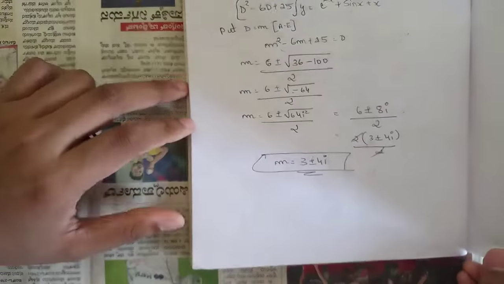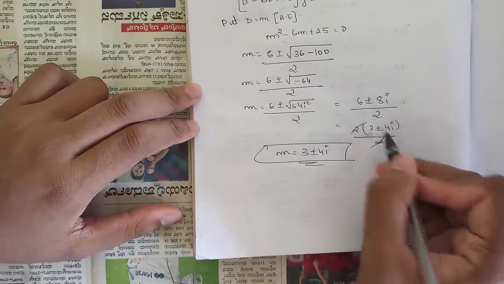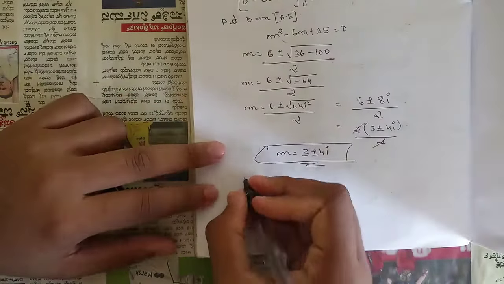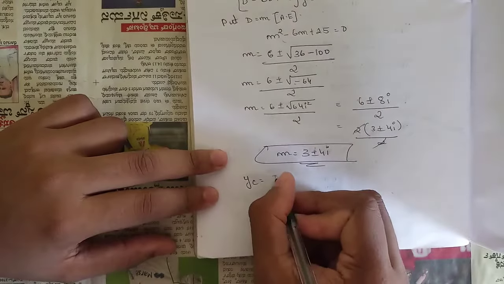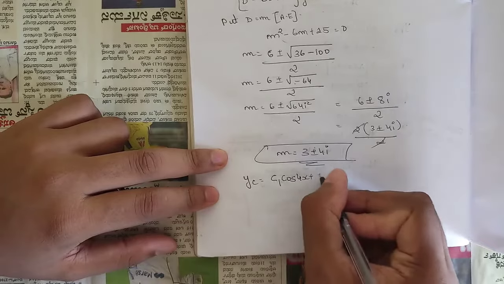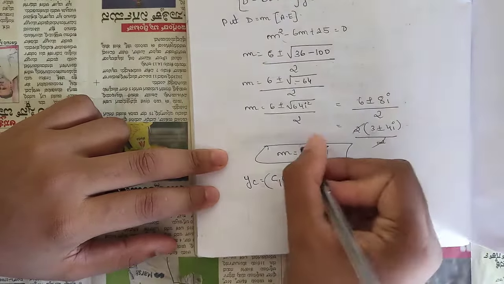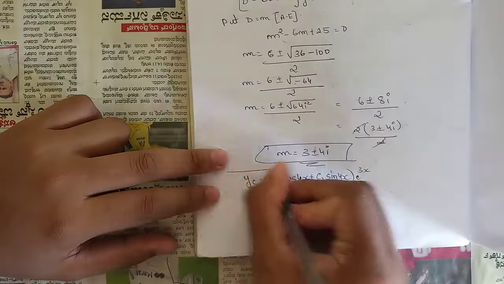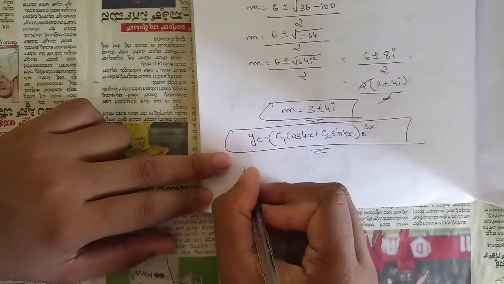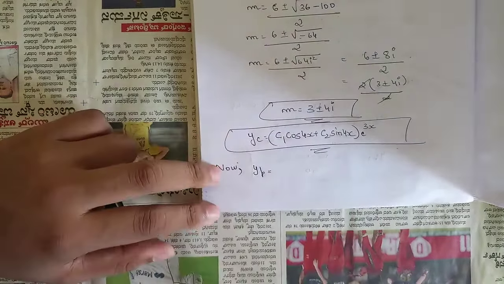In the numerator I have taken 2 common so that I can cancel the numerator and denominator 2. So now our complementary function is c1 cos 4x plus c2 sin 4x, where beta is 4, multiplied by e to the power alpha x, where alpha is 3. So this is your complementary function. Now we need to find the particular integral.